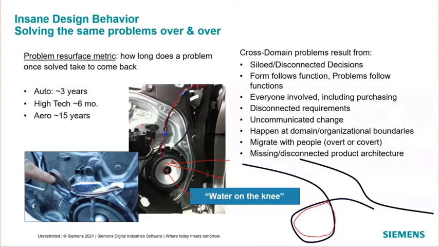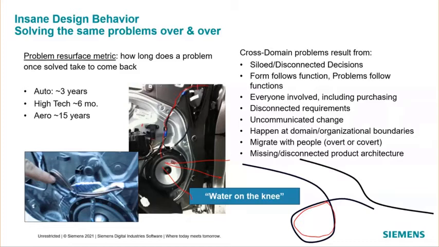Then, of course, we have this idea of disconnected requirements, where requirements might be changed somewhere and not communicated to other places. We have this idea of uncommunicated change. These have this tendency to happen at the organizational and domain levels or boundaries. And they seem to migrate with people because people are carrying the experience in their heads. If they're not around to see the problem and recognize it and prevent it from happening again, then the problem comes back. So it's either overt, because you weren't there, or covert, something you didn't know about.